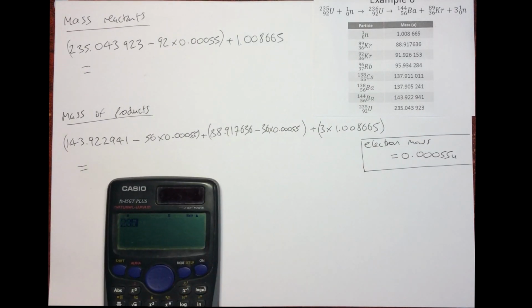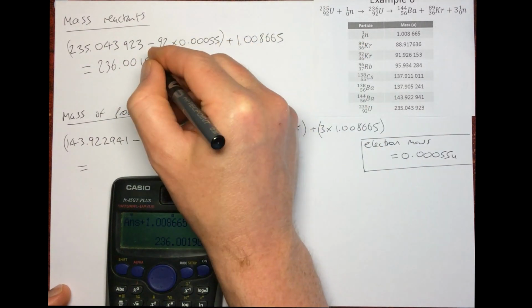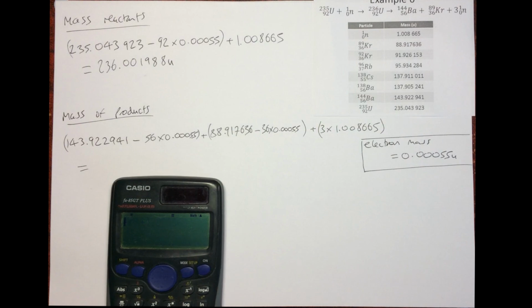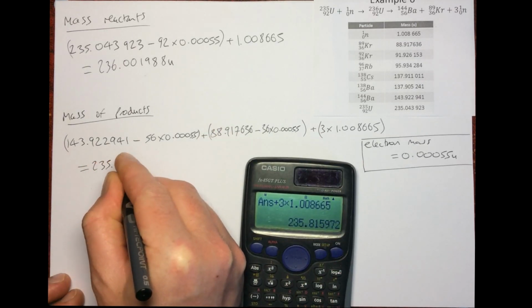So let's work this out. The mass of the reactants comes to 236.001988 U. The mass of the products then, plus 3 times the mass of the neutron, comes to 235.815972.